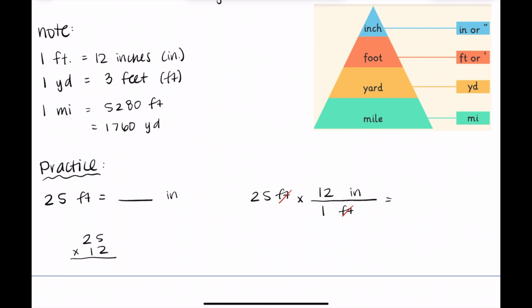But that means that we have to do 25 times 12. And when we do 25 times 12, we get 300. So we know that 25 feet would equal 300 inches. Once we do the calculation and once we cross cancel our units, we get 300 inches.